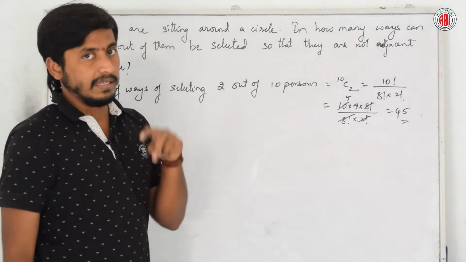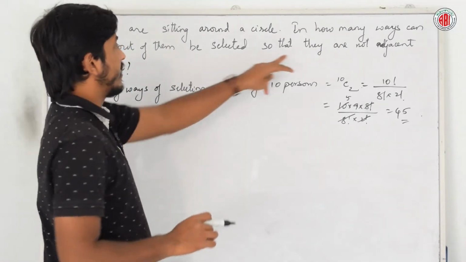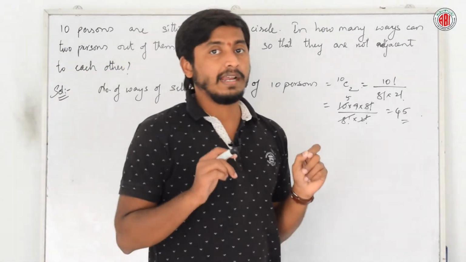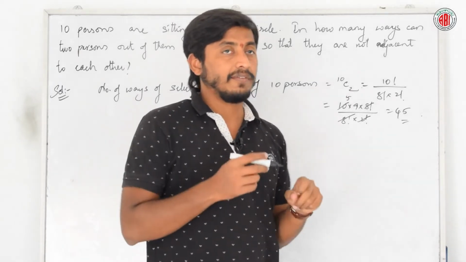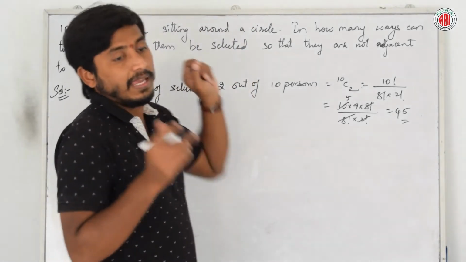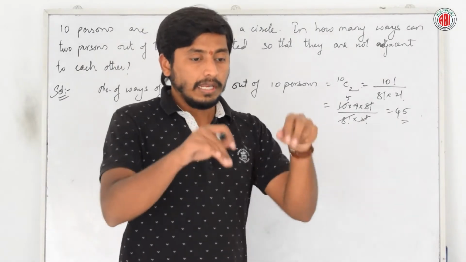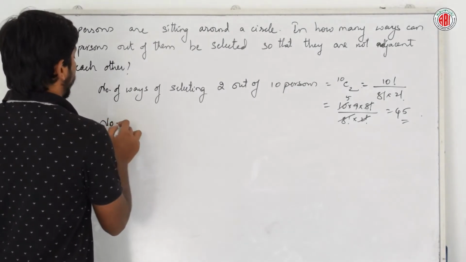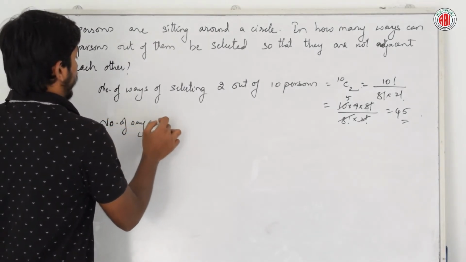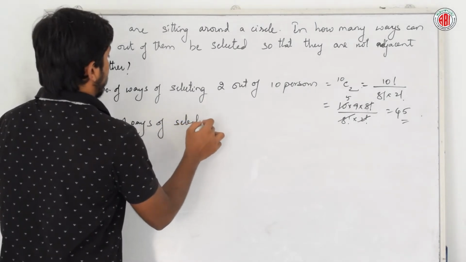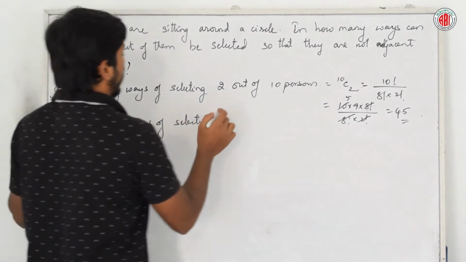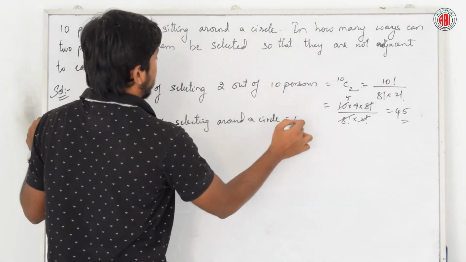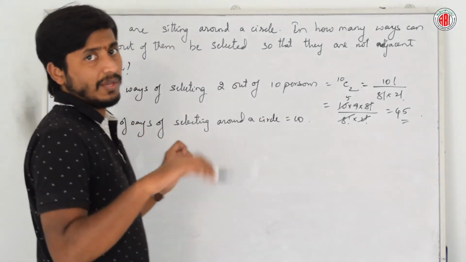Next, since it is given in the circular way, he is telling that no two are adjacent to each other. Then remember that since it is in circular way, all these 10 persons will be such that one will be adjacent to another. So let us remove one place in between. So let me see here. The number of ways of arranging around a circle is 10. 10 places, 10 people around the circle.